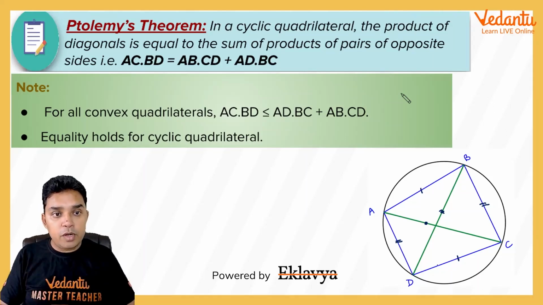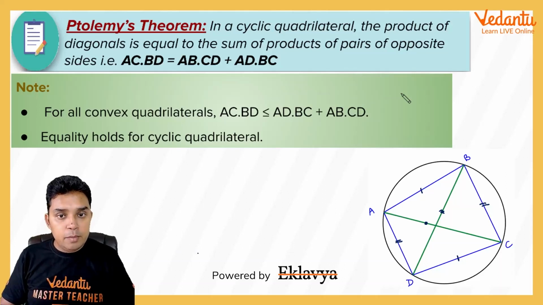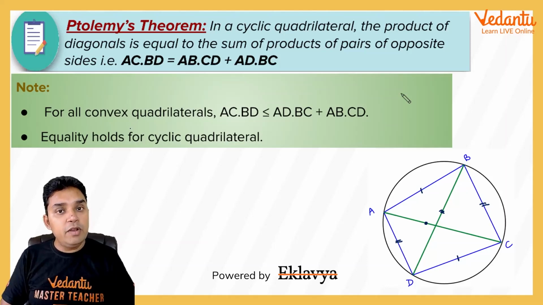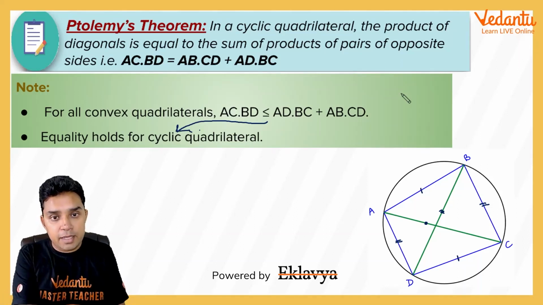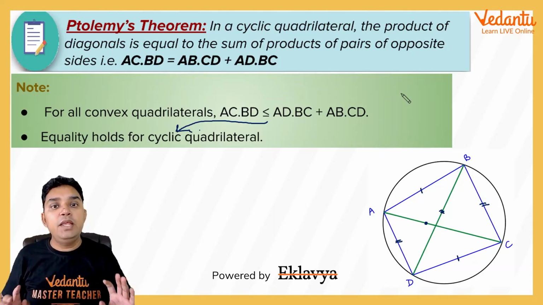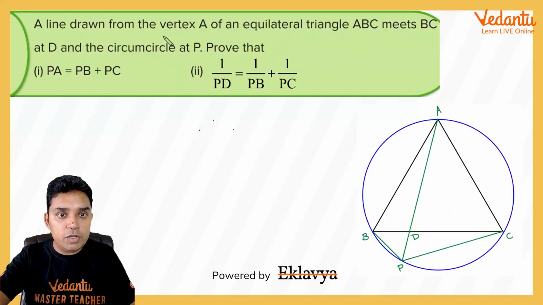Now one more important thing here: for any convex quadrilateral, whether cyclic or not cyclic, AC into BD will always be less than or equal to AD into BC plus AB into CD. But equality will hold only for a cyclic quadrilateral. For any quadrilateral other than cyclic, there will be a strict inequality. Okay, so let us see how we can apply Ptolemy's theorem in questions.